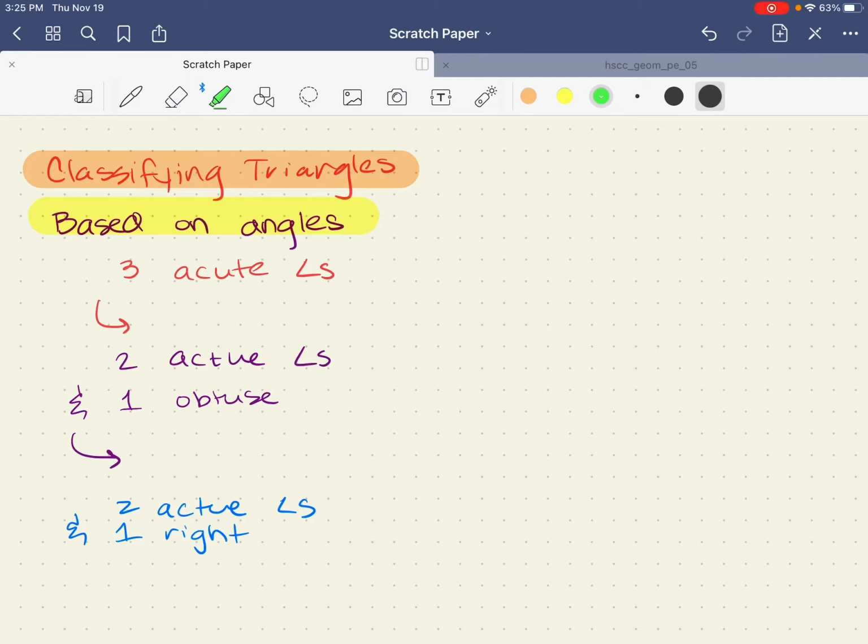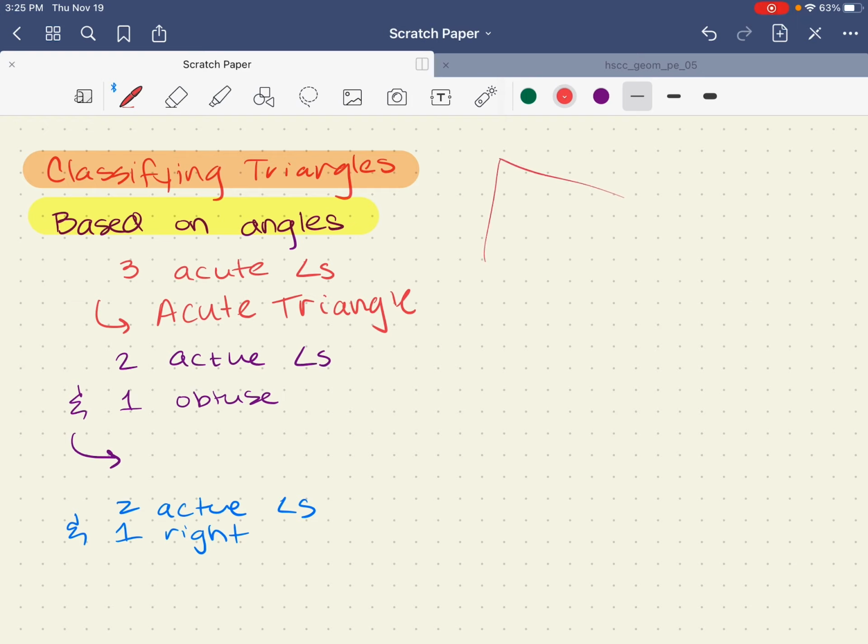All right. The second type of classification of triangles is classifying them based on angles. The way the classification works is that a triangle has three angles, so if all the angles are acute, we call those triangles, believe it or not, acute triangles. So if all the angles of the triangle are acute, we call it an acute triangle.